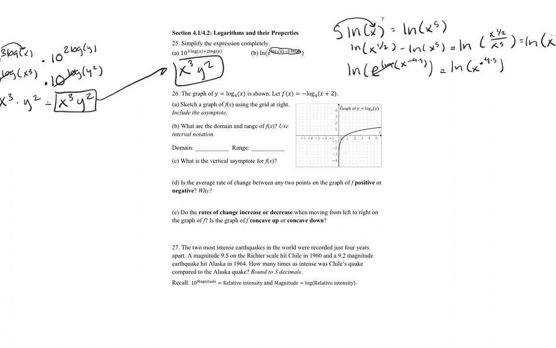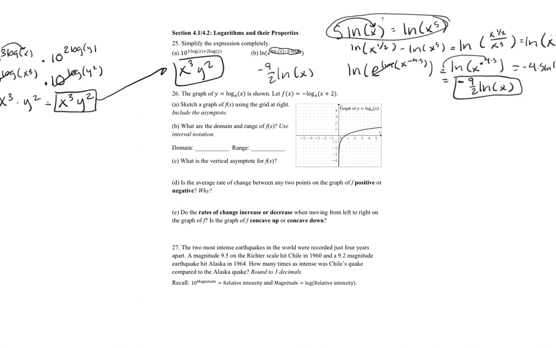Then we can apply that log rule that we did up here, but in reverse, right? So we can bring this out in front and say that's going to be equal to negative 4.5 natural log of x, or if you want to write it in fraction form, negative 9/2 natural log of x. Either one works, so we'll just say negative 9/2 natural log of x.